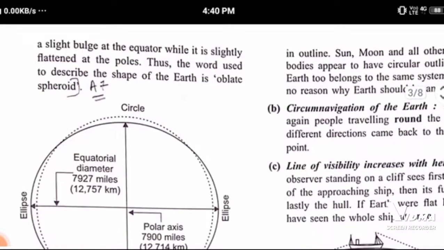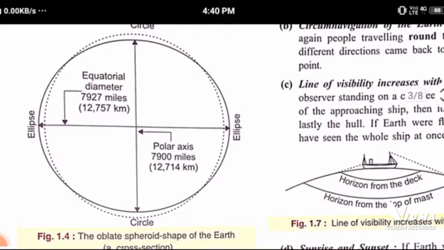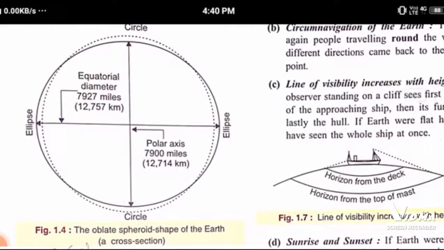Let me explain the oblate spheroid shape of the Earth like this. If we take a dotted circle, that is a proper circle or spheroid, you can see that the Earth, marked with the black marker, does not fit into the circle. This shows the difference.